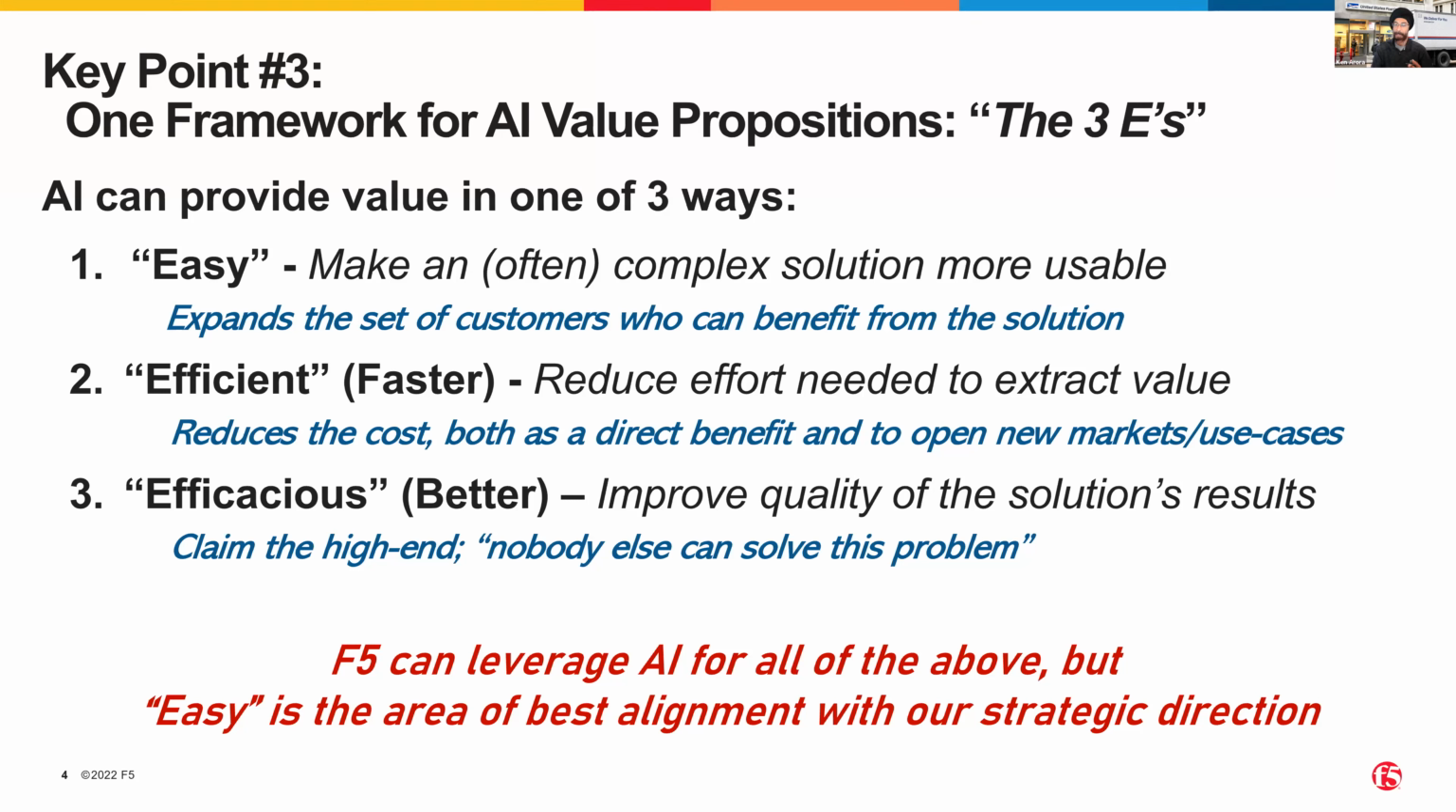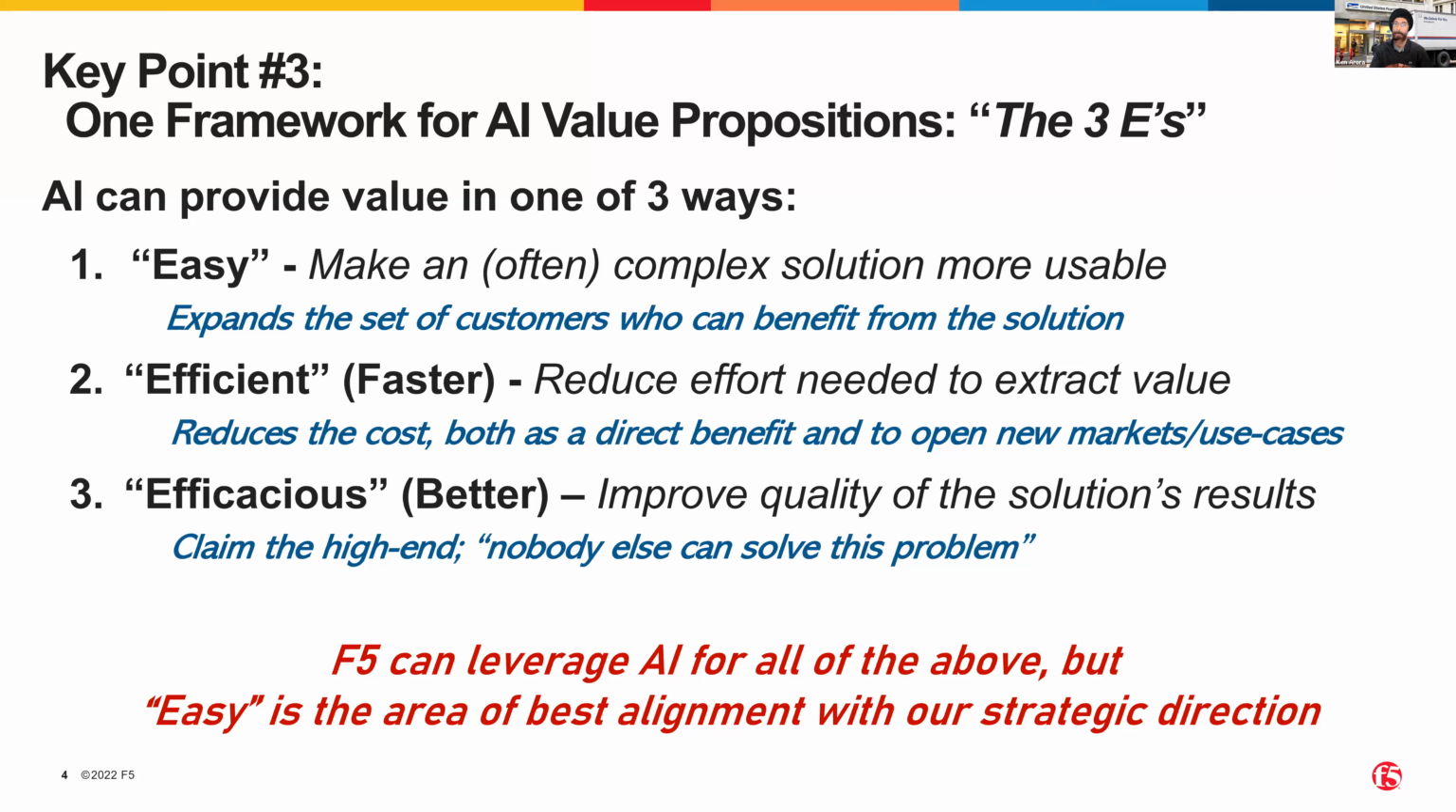We'll talk about how that works, but easy is definitely one of those things. The second thing AI can do is make a customer more efficient. In other words, you hear about faster, better. This is the faster part of faster, better. I can take something that may have taken an expert user, I don't know, a day to do. Maybe it's a forensic analysis of a security breach.